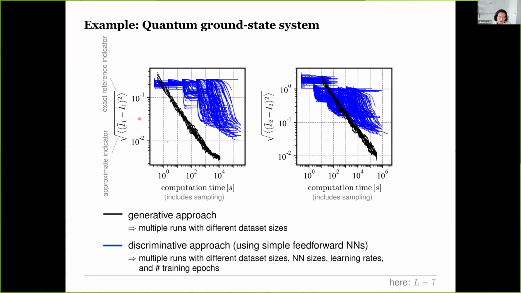And what you can see is that, especially if we want to go to low errors, so good approximations of our indicator in these two regions, the generative approach becomes more advantageous. Another thing to note is that in general, because the generative approach doesn't have any hyperparameters in it, we can get much nicer improvements over time as we increase the dataset size, compared to the discriminative approach, where we potentially have to tune hyperparameters.